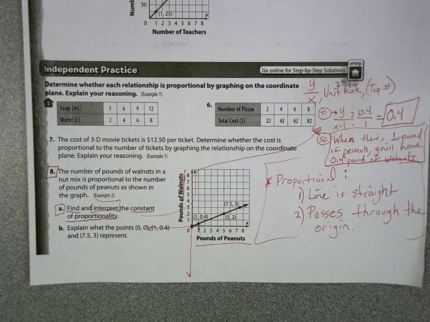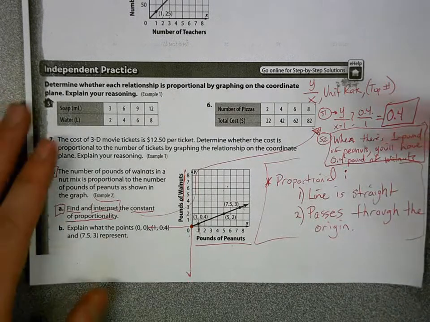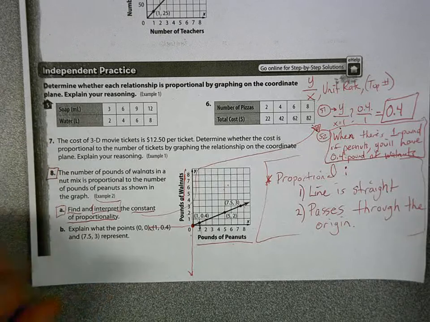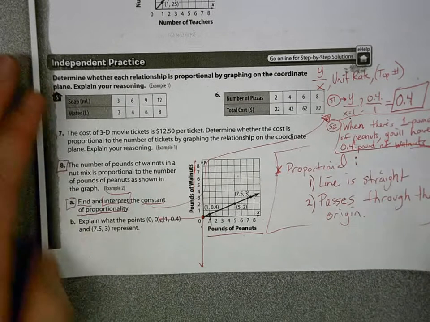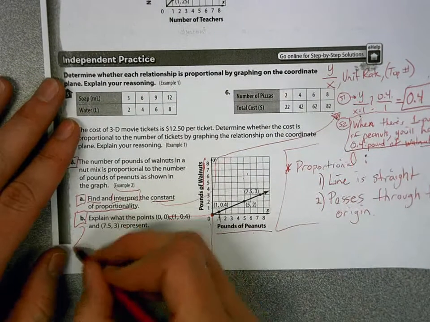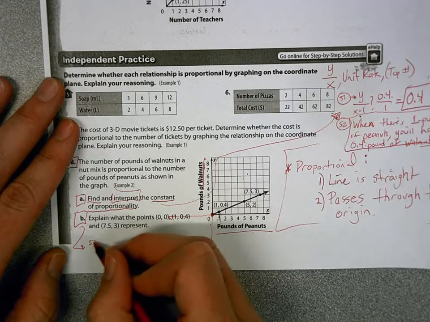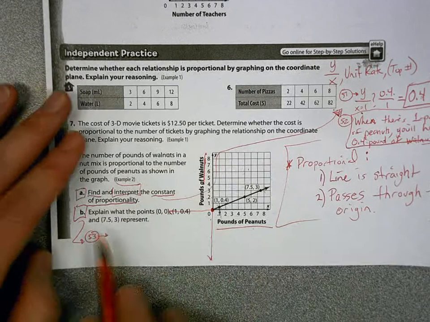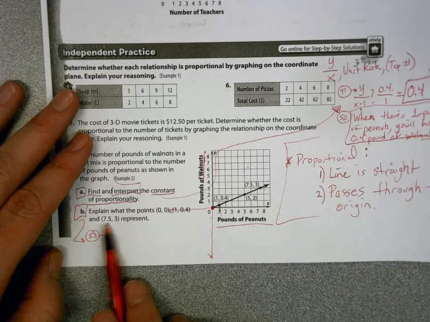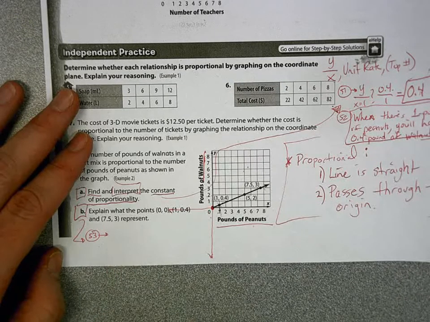Now, we're not done with the problem, right, because we still have part B. Questions on either one of those, though? Okay, so part B. Considering this is all one problem, we'll just keep going with our steps. Step 3. It says, explain what the points 0, 0, 1, 0.4, and 7.5, 3 represent.